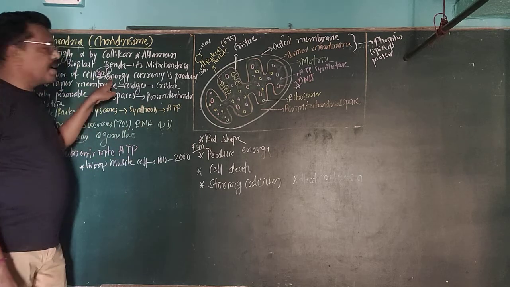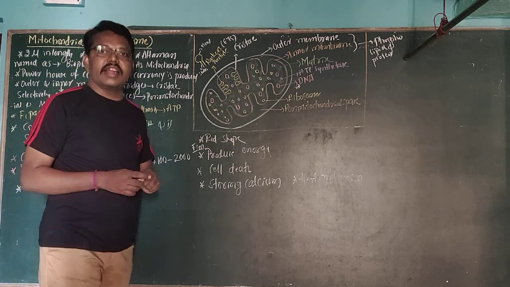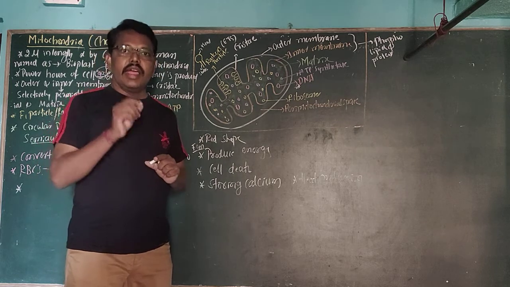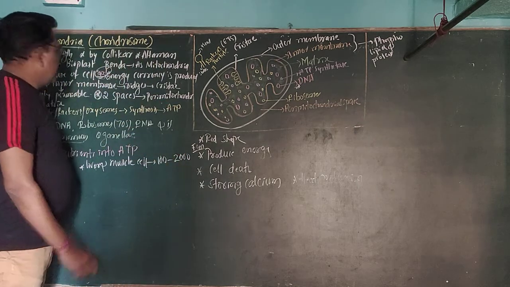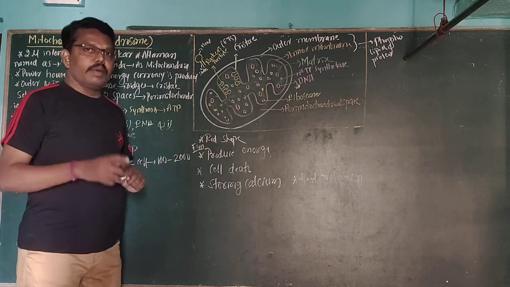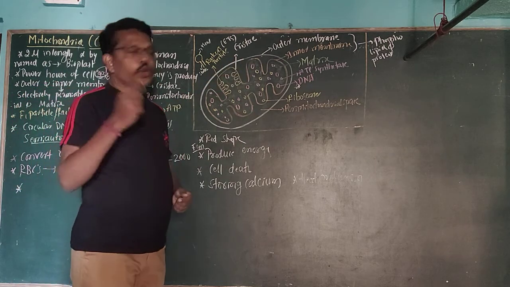Within this mitochondria, the energy currency of the cell is produced. Which one is the energy currency of the cell? That is adenosine triphosphate, or ATP. These are normally rod shaped, and may be oval shaped. This mitochondria is made up of two membranes.